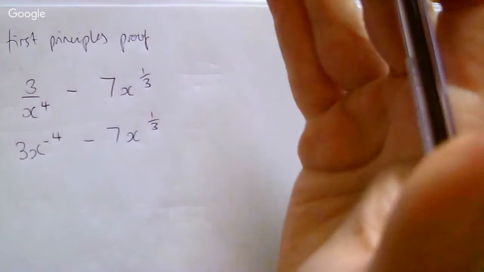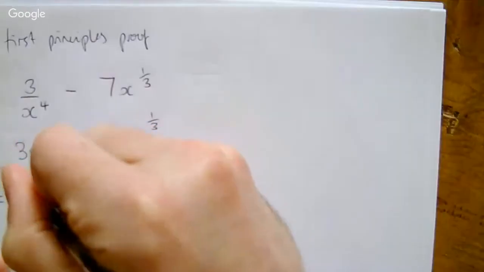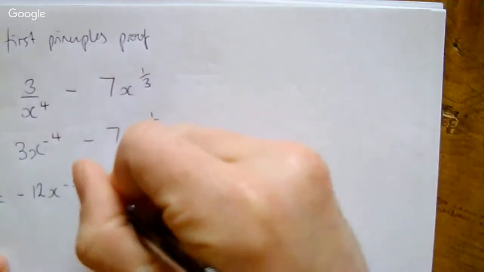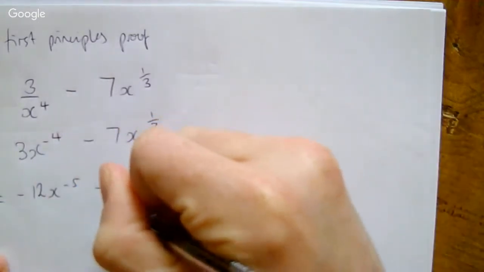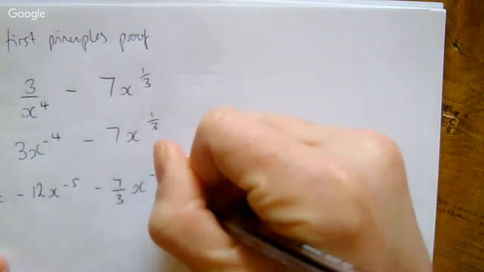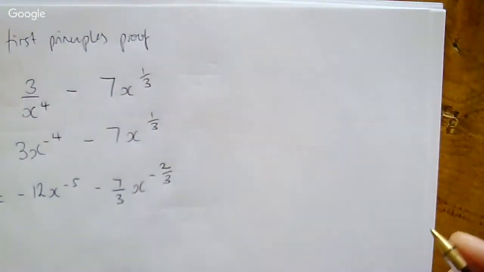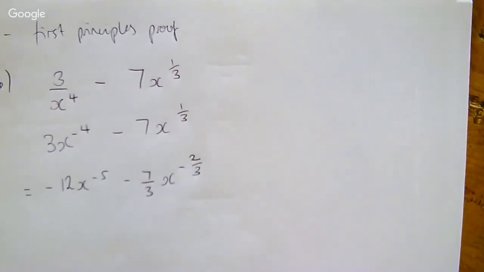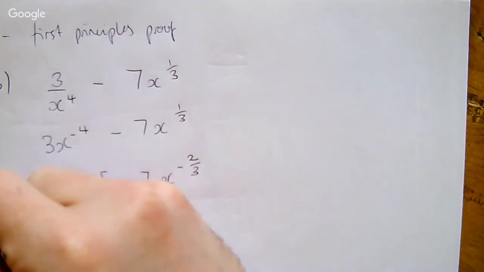So the answers that we should be getting are minus 12x to the minus 5, and then we should be getting minus 7/3 x to the minus 2/3. Okay, now in terms of what that is, it looks a bit messy. It's absolutely fine to leave your answer as that. Okay, there's no need to do anything extra to that bit there.